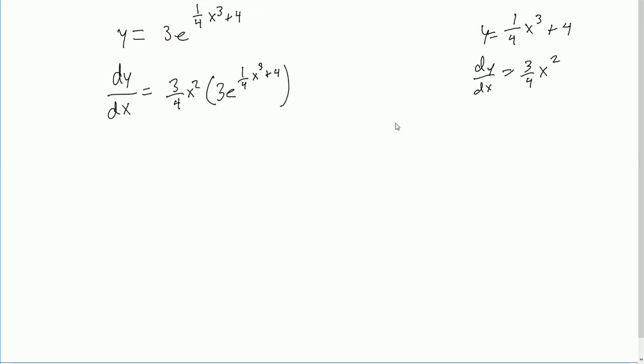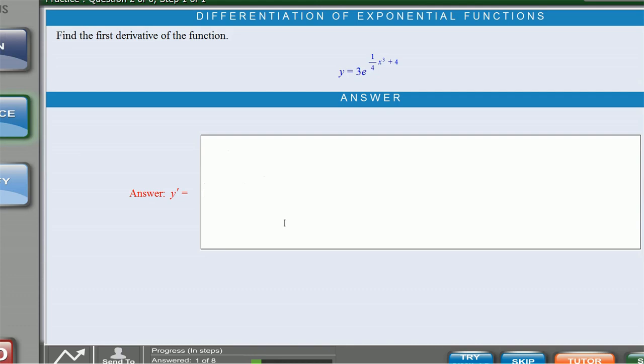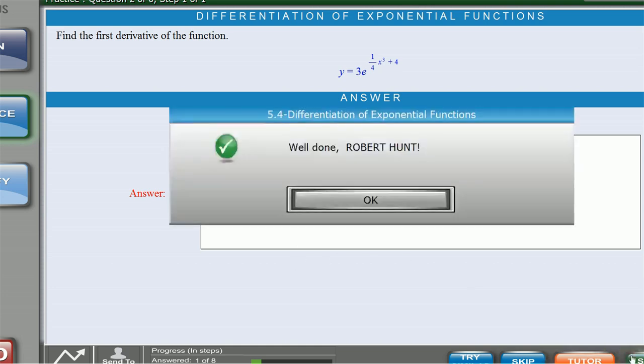You can leave it like that if you want to. I'd go ahead and multiply out. Really no reason not to. 3 times 3/4 is 9/4, so you have 9/4 x squared e to the (1/4 x cubed plus 4). So again, keep in mind, it's the derivative of the exponent times whatever we started with. That's all it is. So I'm doing a derivative here, and then I'm just bringing down the original for the second part. Okay, so 9/4 x squared e to the (1/4 x cubed plus 4). Let's go put that in. Let's hit submit here. There we go.